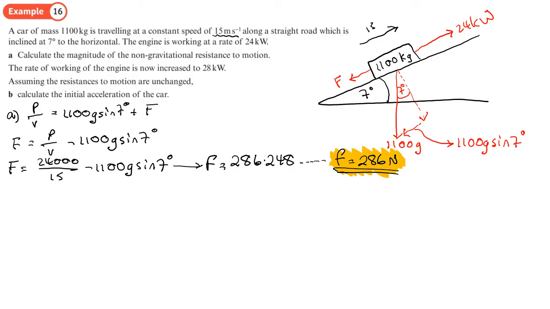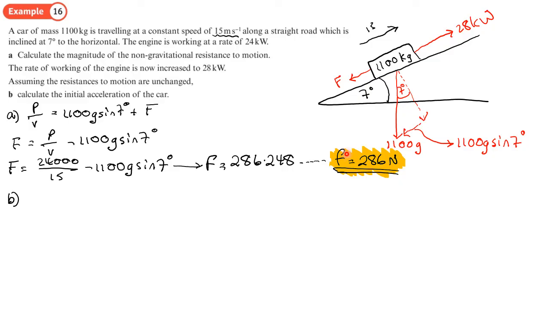Okay, part B. Just before part B, there's some extra information, and it says that the rate of working of the engine is now increased to 28 kilowatts. So let me rub out that 24 and change it to 28. I'm just going to use the same diagram again. So 28 kilowatts. Assuming the resistances are unchanged, calculate the initial acceleration.